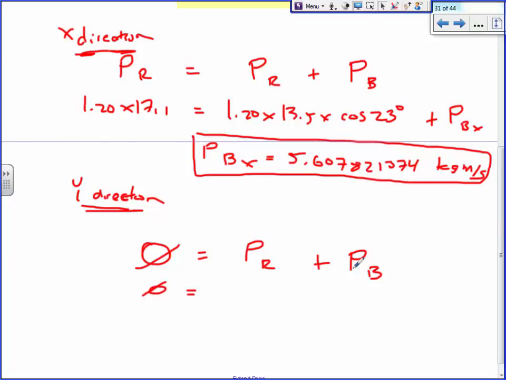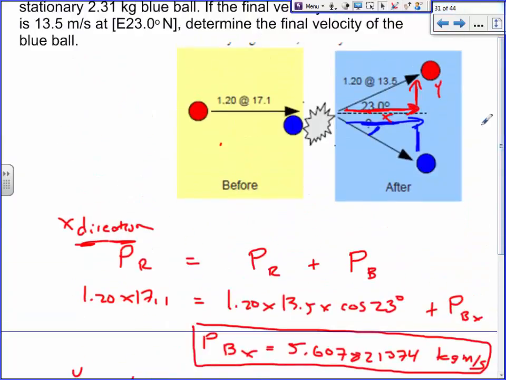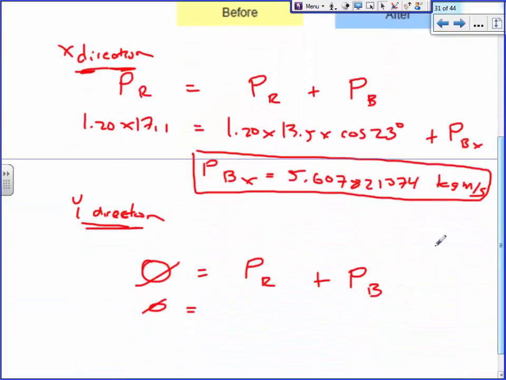Well, what's the momentum of the red rock in the y direction? How do I calculate this momentum in the y direction going up here? What do I use differently? Just use sine, yeah, right? So it's still 120 and 13.5. Now it's the sine of 23. That's the momentum of B.